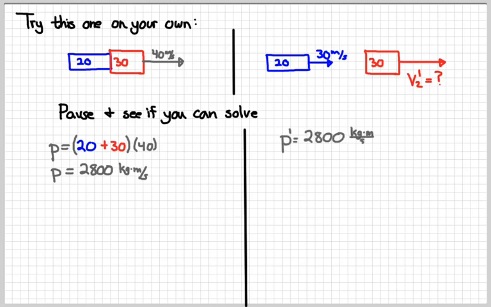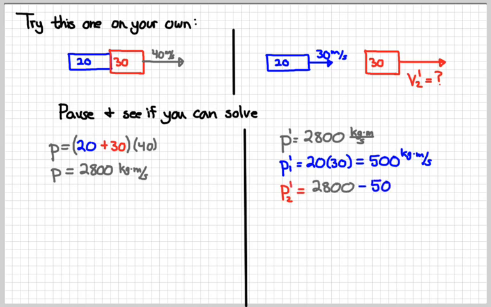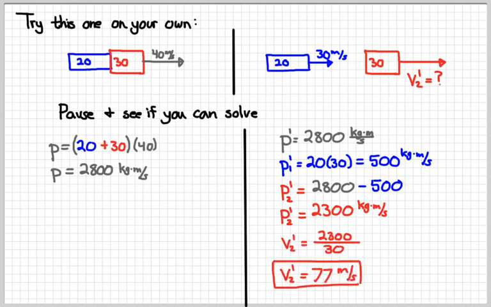Since it's a closed system, I know momentum is conserved. The momentum of the blue piece is 500 kilogram meters per second. So subtracting that from the total, the 2800, that would tell me that the momentum of the second piece is 2300 kilogram meters per second. And then dividing the momentum by the mass gives me a velocity of 77 meters per second.